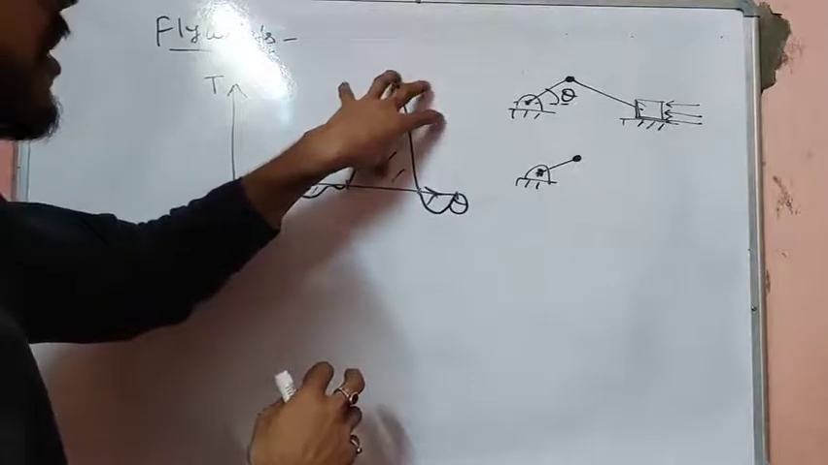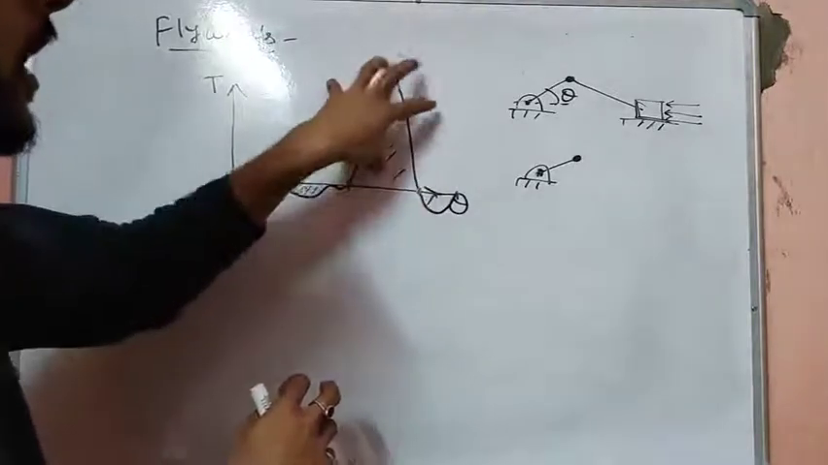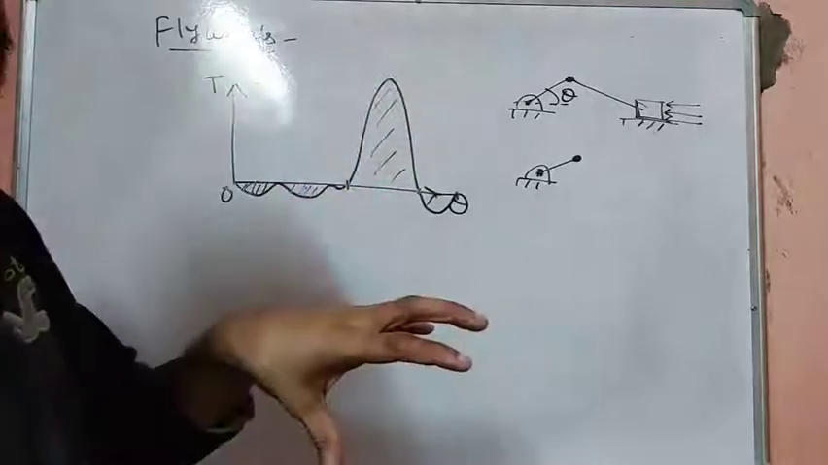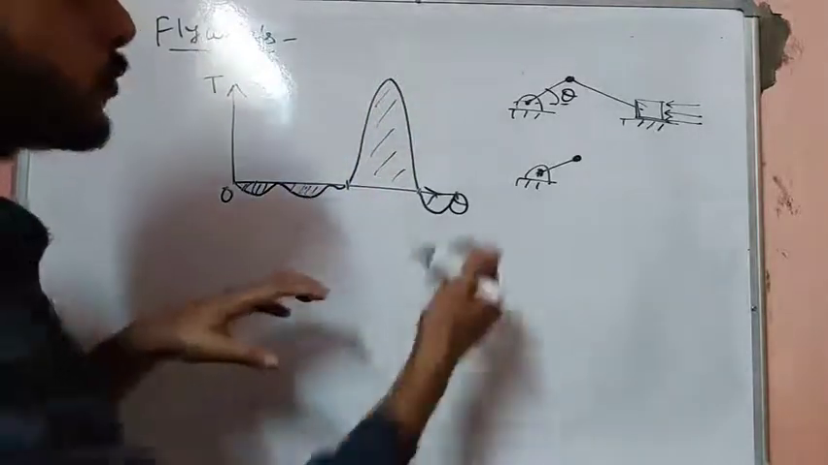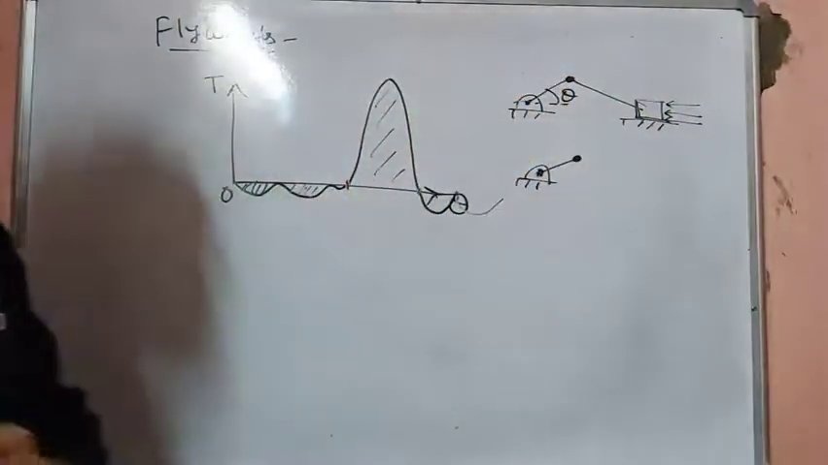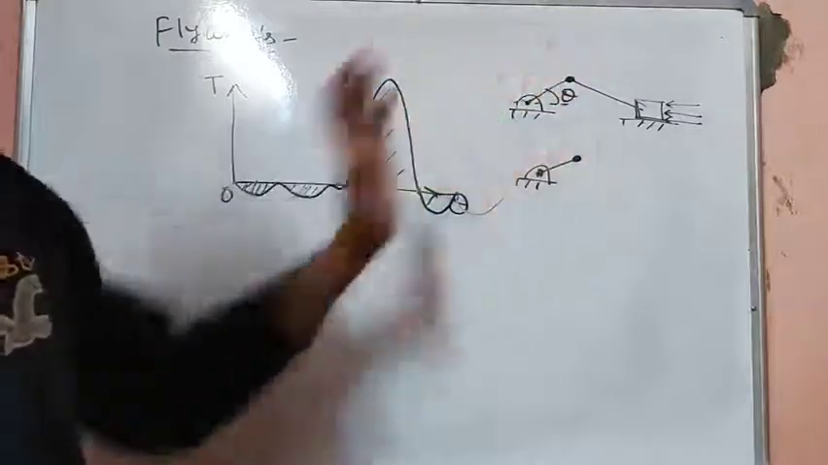Whatever energy we have gained in the system from this power stroke, we will store it somewhere, and then when the system requires energy, that device will provide some energy to the system. So that device is basically our flywheel.